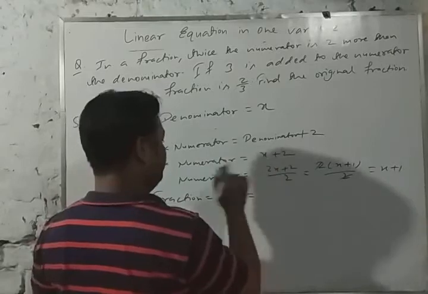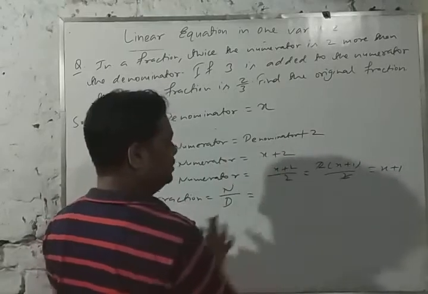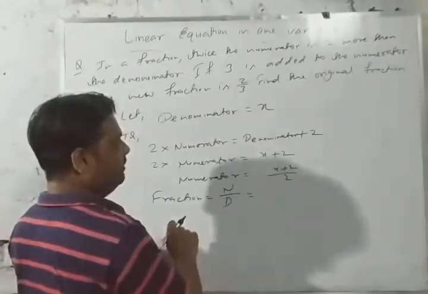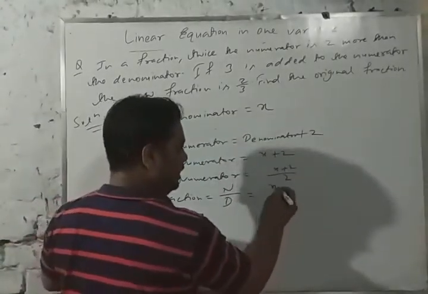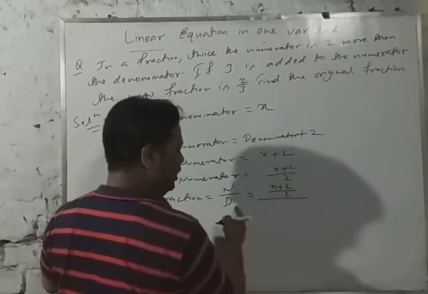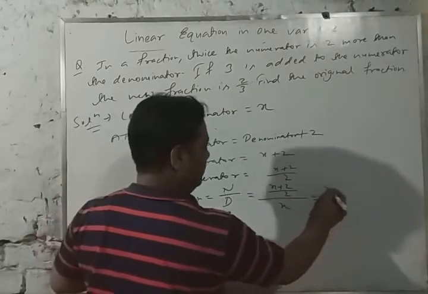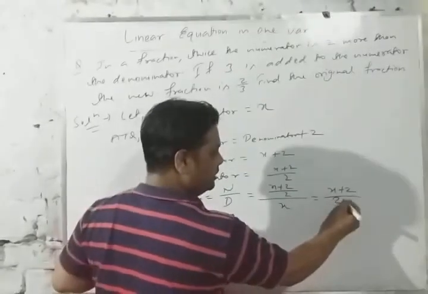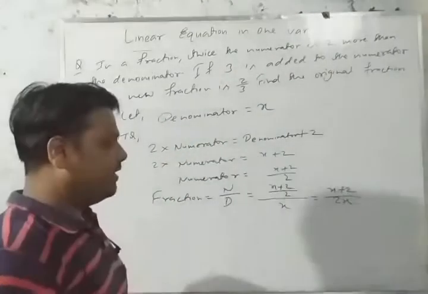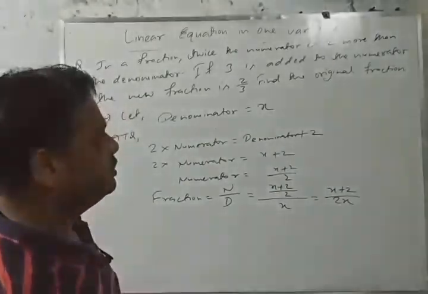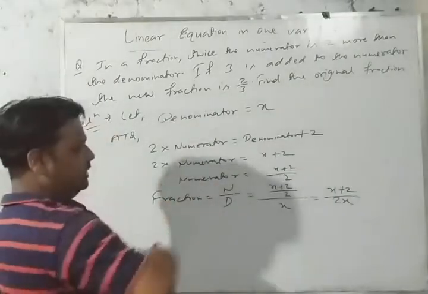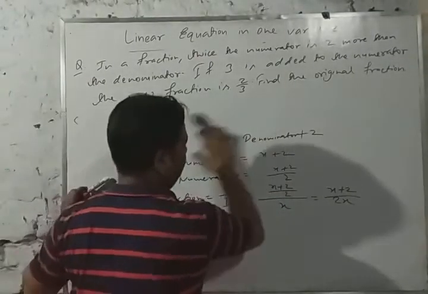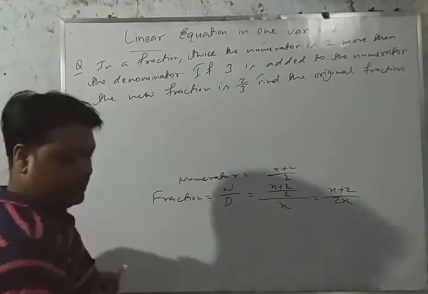Then the denominator will be x, and the numerator will be x plus 2 by 2. Let's leave that topic. So put the value: numerator x plus 2 by 2, denominator x. That means x plus 2 by 2x, 2 into x. So this is our original fraction. Now according to the question we will move. Wait, first I am erasing. Now after this we will write again.